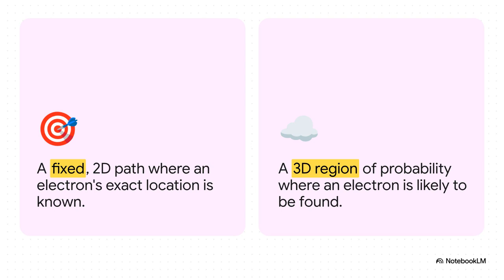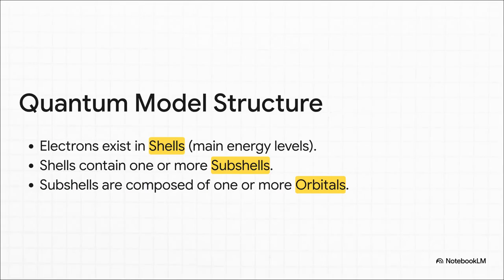And this right here is the absolute key. We have to throw out Bohr's nice, neat idea of a 2D orbit, like a planet's path, and replace it with a fuzzy 3D orbital. It's not a path, it's a cloud, a region of space where the electron probably is. We have to give up knowing for sure where it is, and instead embrace the probability of where it could be.